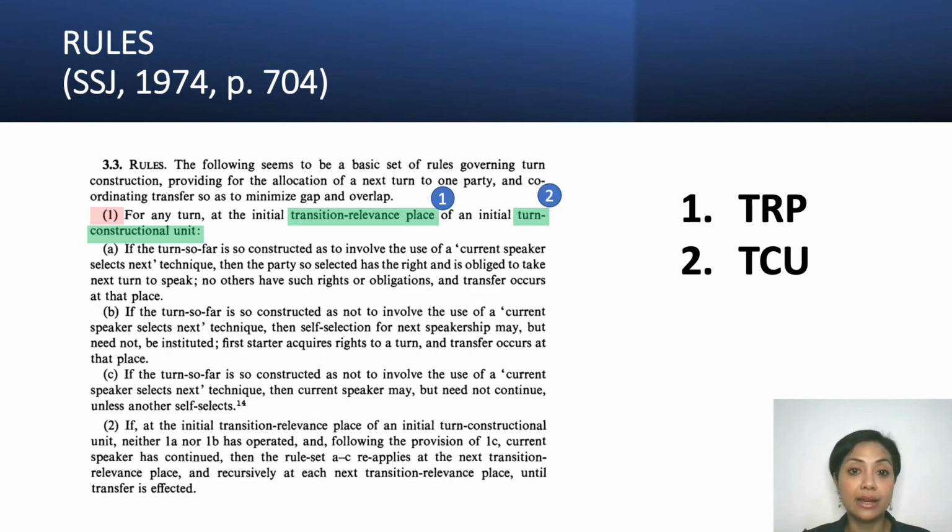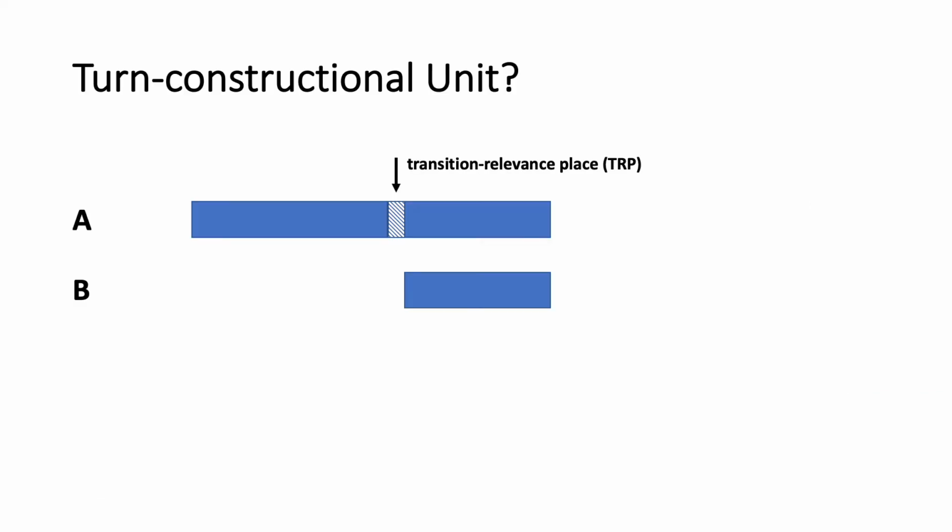So that was TRP. Rule 1 also mentions turn constructional unit, or TCU in short. Let's talk about TCU. I believe that the understanding of this term will come naturally once we understand TRP, or transition relevance place. Remember, the concept behind both TRP and TCU is that there is a space, place, or time in a conversation where a turn may end. The simplest explanation for TCU would be any unit where at the end of it a TRP occurs.